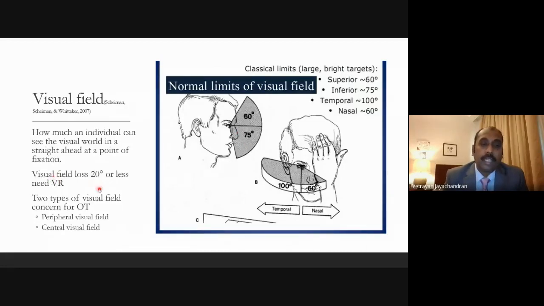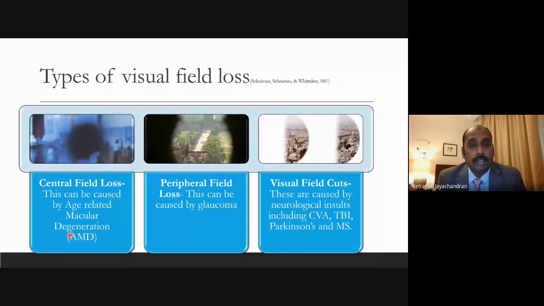If the person has any field loss to less than 20 degrees, then they will need visual rehabilitation, because this comes under the definition of blindness. If your visual field is 20 degrees or less, then definitely you need visual rehabilitation. In the OT part, we will be more concerned with two types of visual field. One is the peripheral visual field, and the other is the central visual field. So we're going to see what the peripheral visual field and central visual field are. You can see here, the central visual field loss.